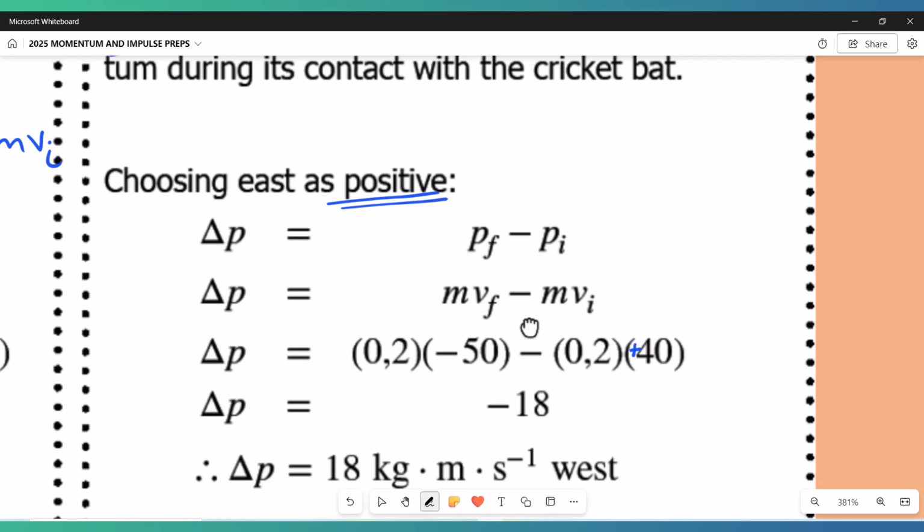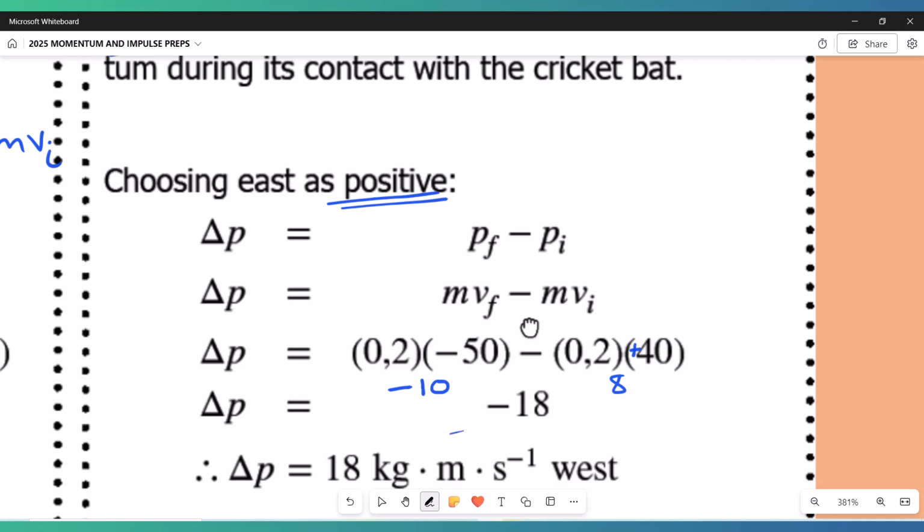But if you multiply here 0.2 times negative 50, what do you get, guys? We get negative 10, right? Negative 10 here. Okay. What about here? 0.2 times 40, we get 8. So this is 8. So minus 10 minus 8 gives us minus 18 here.